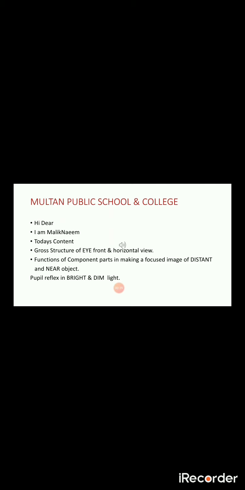Today we are going to study the structure of the human eye from the front and horizontal view, and the function of the component parts in making the focused image of distant and nearer objects. We are also going to study the pupil reflex in bright and dim light.